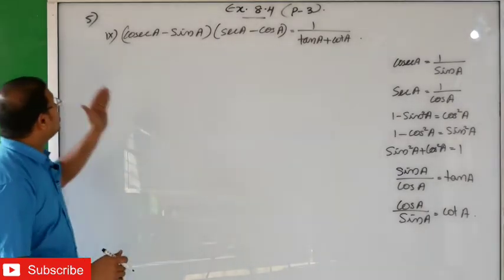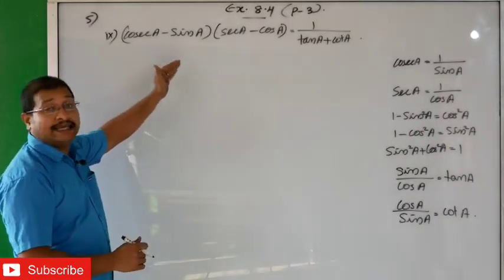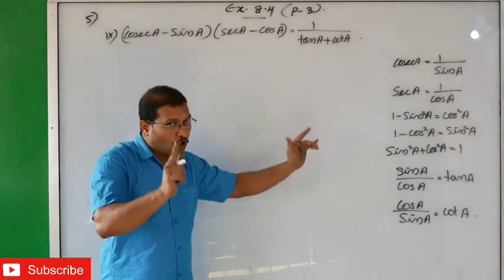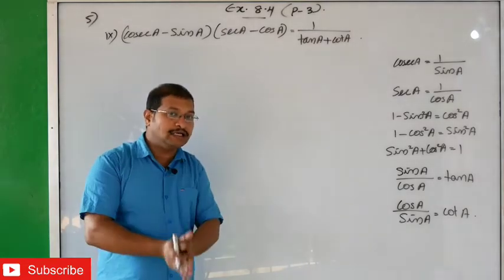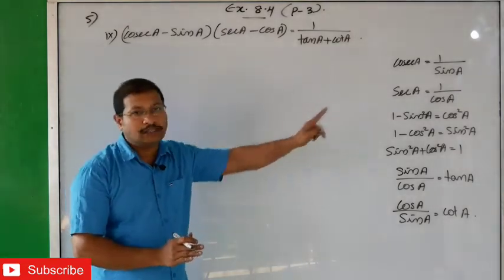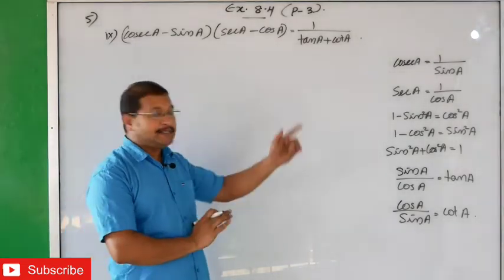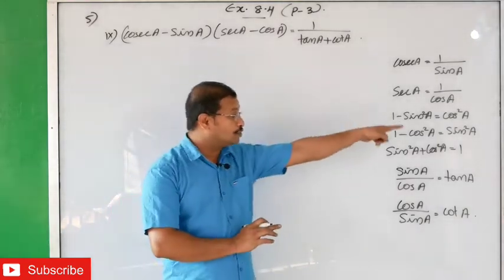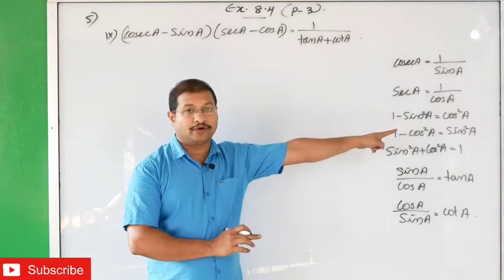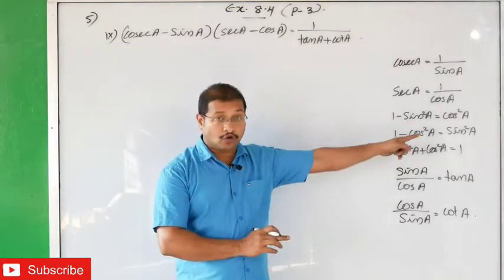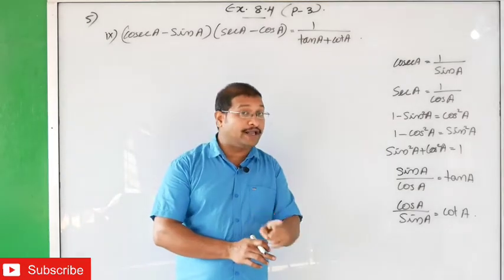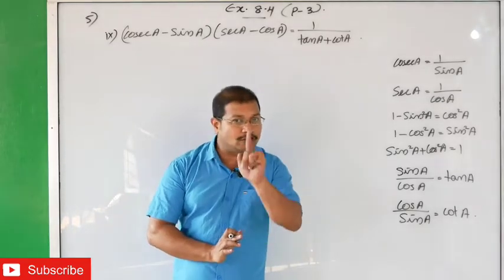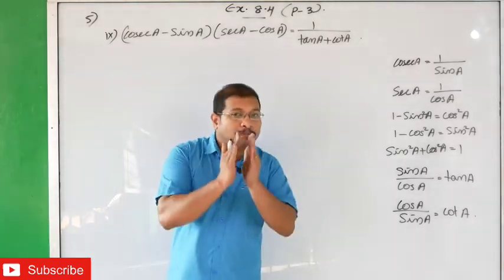Let's see the next question, question number 9: (cosec a minus sin a) into (sec a minus cos a) equals 1 by (tan a plus cot a). Here we need to know some formulas. Let us see first: cosec a equals 1 by sin a, sec a equals 1 by cos a. Next, 1 minus sin square a equals cos square a, otherwise cos square a equals 1 minus sin square a. Next, sin square a equals 1 minus cos square a. Next, sin square a plus cos square a equals 1. Next, sin a by cos a equals tan a, cos a by sin a equals cot a. This formula you need to memorize and keep.